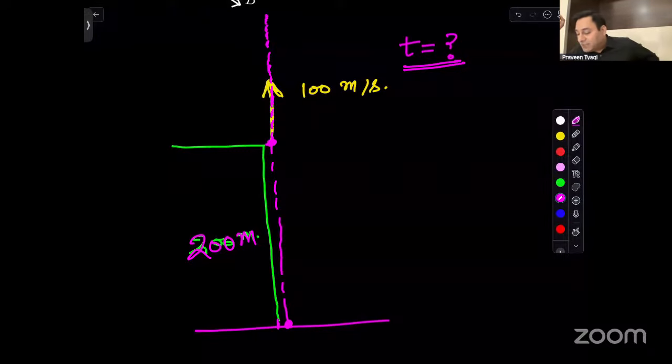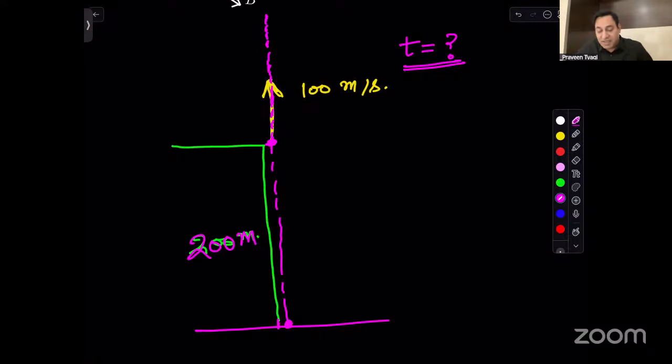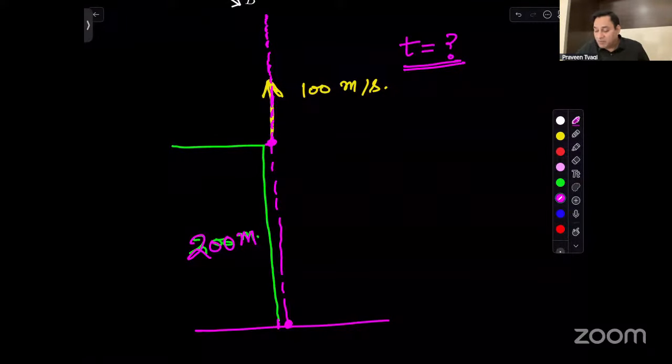I will be impressed. No, 20 seconds is not the answer. Please be very careful. This is a different question. 20 seconds was the answer in the previous question. When the stone was going up from the ground, it was going up from here and it was falling at the same level. It was reaching here. Right now, that is not the case.